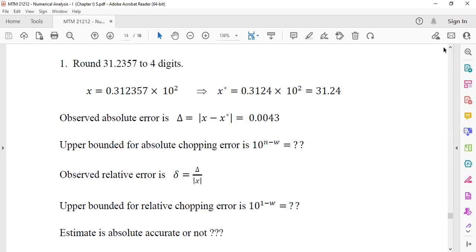Oh, the answer is 0.000. So you have to see whether both delta is less than 10 to the power n minus w and small delta is less than 1 minus w, that is, whether it is absolutely accurate and relatively accurate or not.